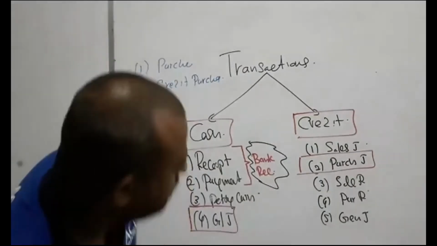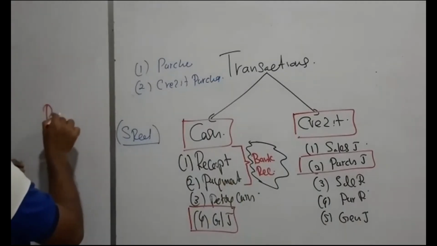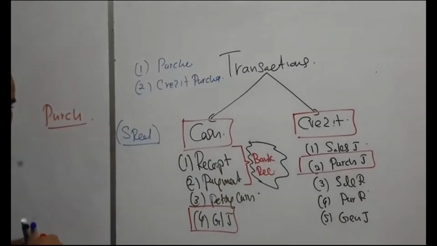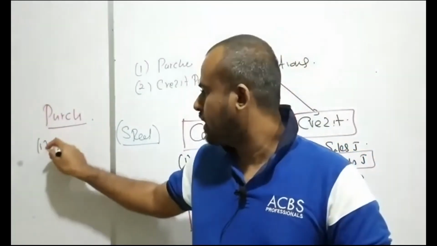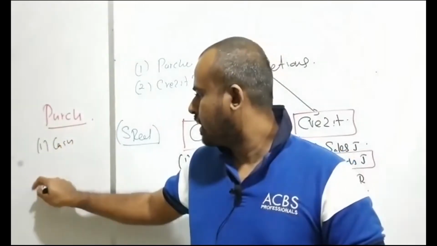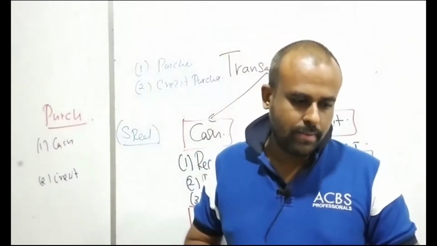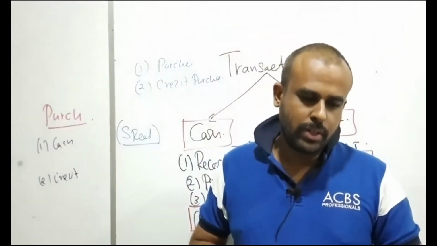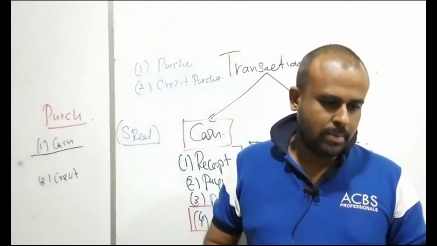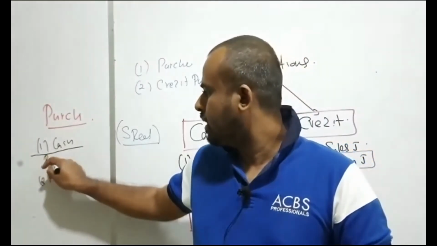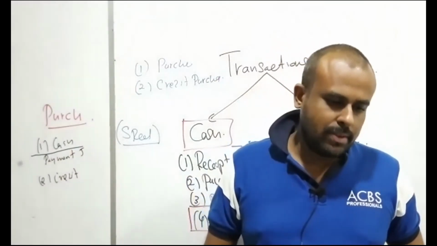Puta, purchases are of two types. What are the two types of purchases? One is cash purchases. The other one is credit purchases. Tell me in which journal you are supposed to record the cash purchases. That will be recorded in the payment journal. Cash purchases will be recorded in the payment journal.